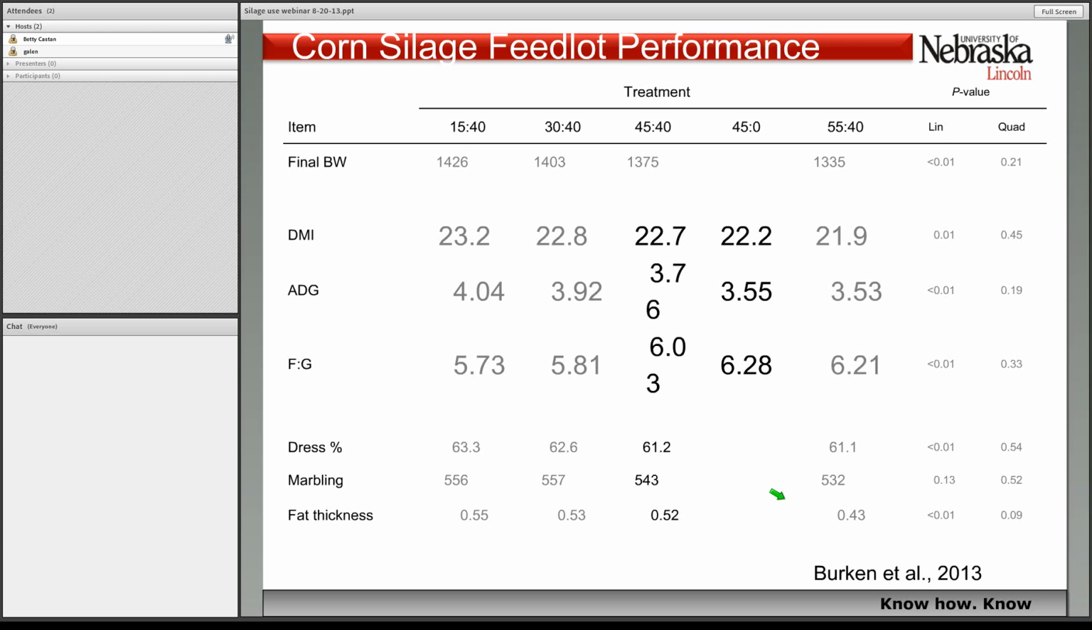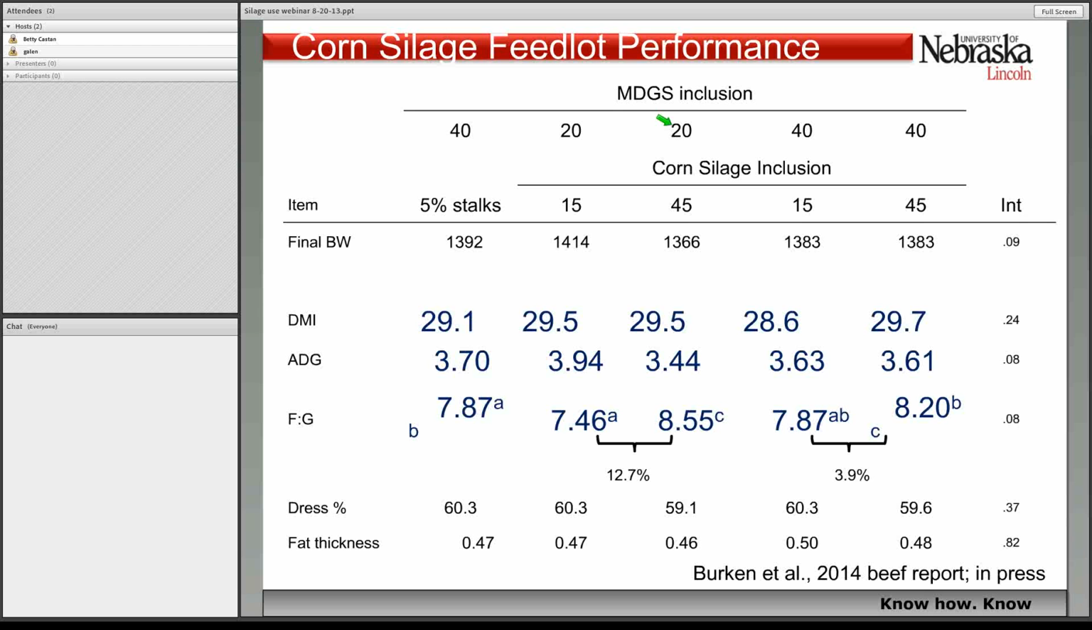Okay, this got scrunched a little bit, but you can see that for cattle fed the 45-40 diet with 40% distillers grains, the gains were 376 and conversions of just over 6. But if you look at that same diet with 45% silage and no distillers, notice that the gains, instead of being 376, are just over 3.5, so it dropped off, and conversions got worse. And so having the distillers in the diet helps the performance of these higher levels of silage.